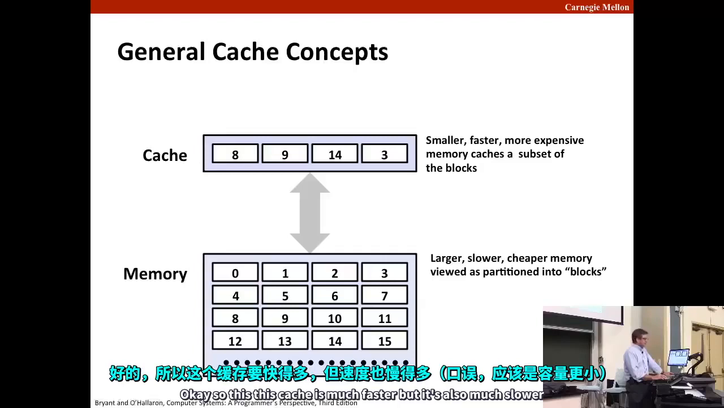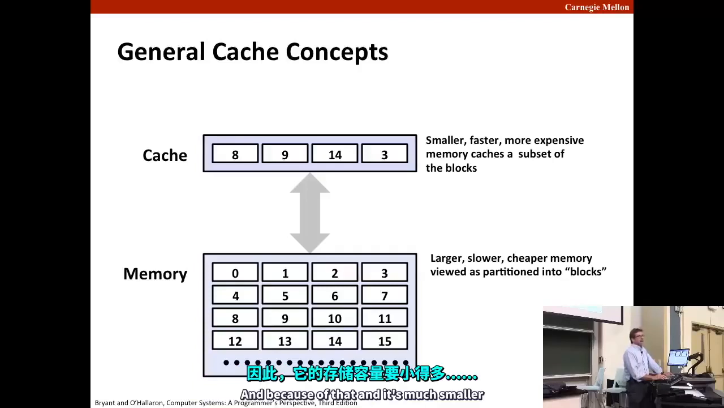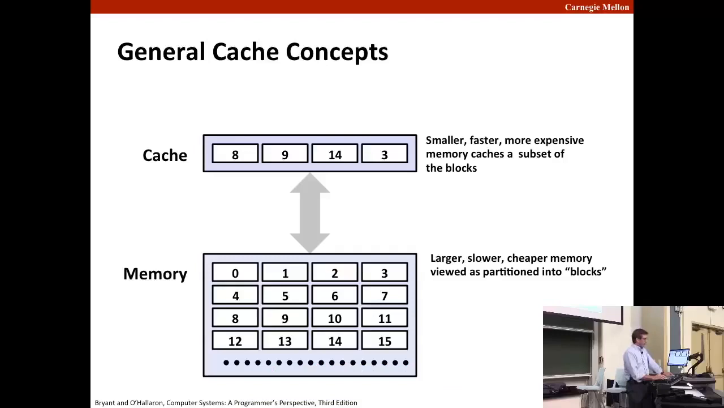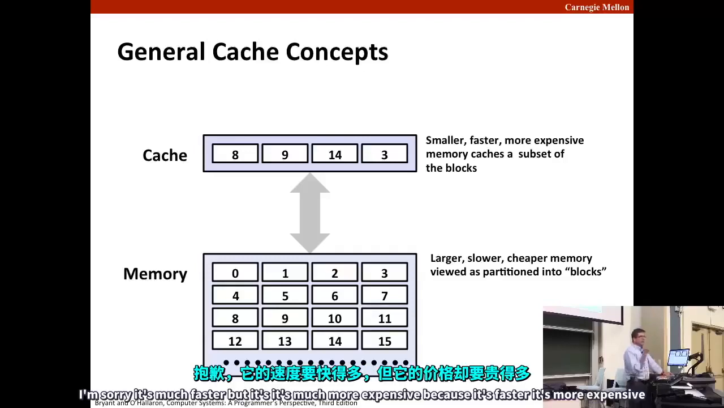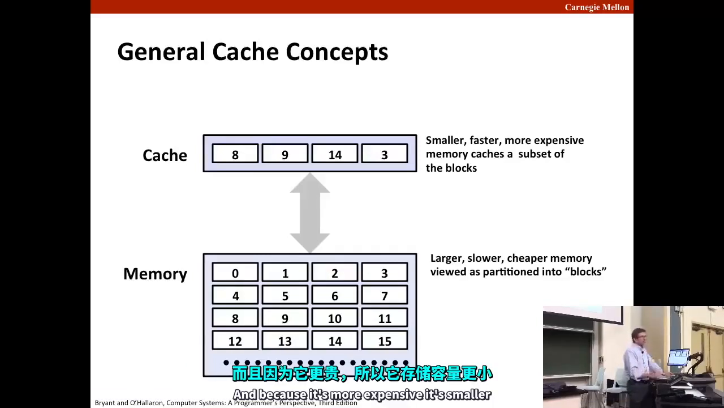This cache is much faster, but it's also much more expensive. Because it's faster, it's more expensive, and because it's more expensive, it's smaller.